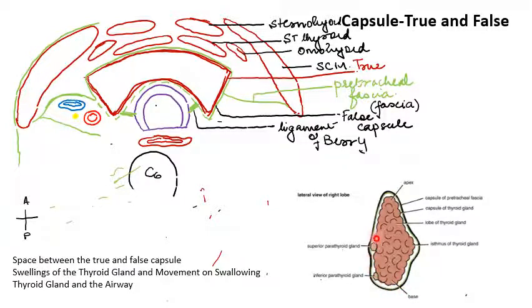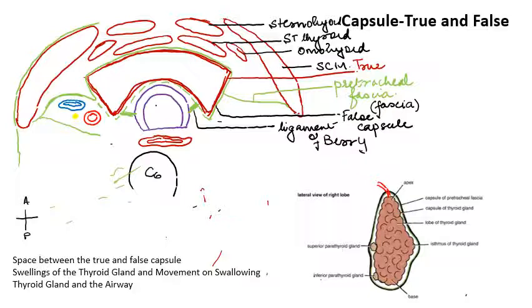There is a space which is present between the true and the false capsule, which is occupied by the parathyroid glands posteriorly. Also present between the two are the blood vessels which are piercing this capsule. This is the superior thyroid artery, which is going to be piercing these capsules to supply the gland. So the arteries pierce the capsule and then the gland to supply the gland.